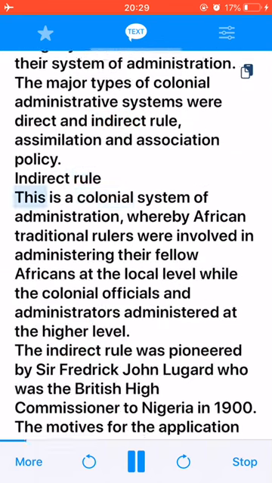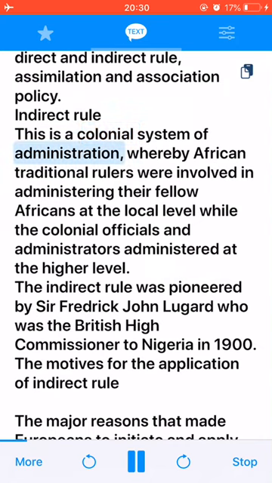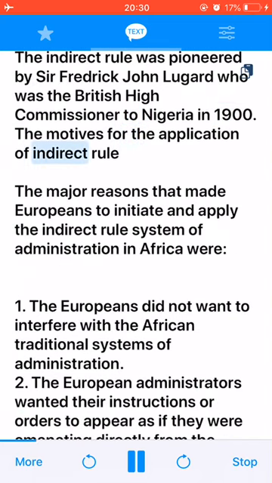Indirect rule. This is a colonial system of administration, whereby African traditional rulers were involved in administering their fellow Africans at the local level while the colonial officials and administrators administered at the higher level. The indirect rule was pioneered by Sir Frederick John Lugard, who was the British High Commissioner to Nigeria in 1900. The motives for the application of indirect rule.